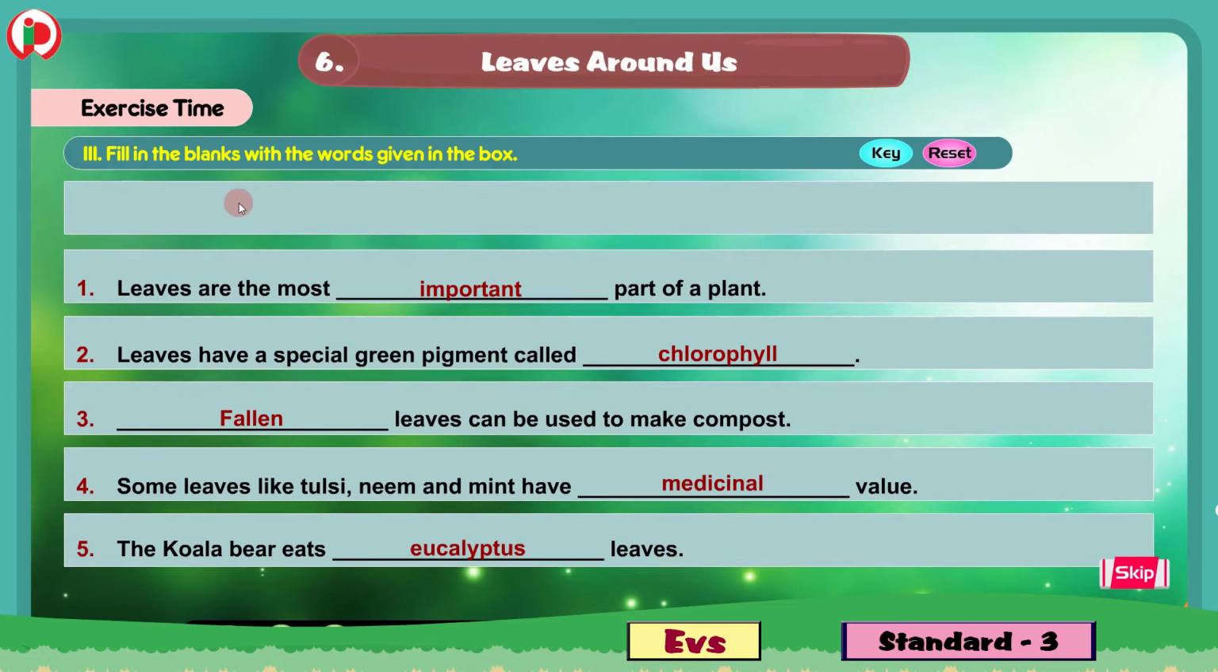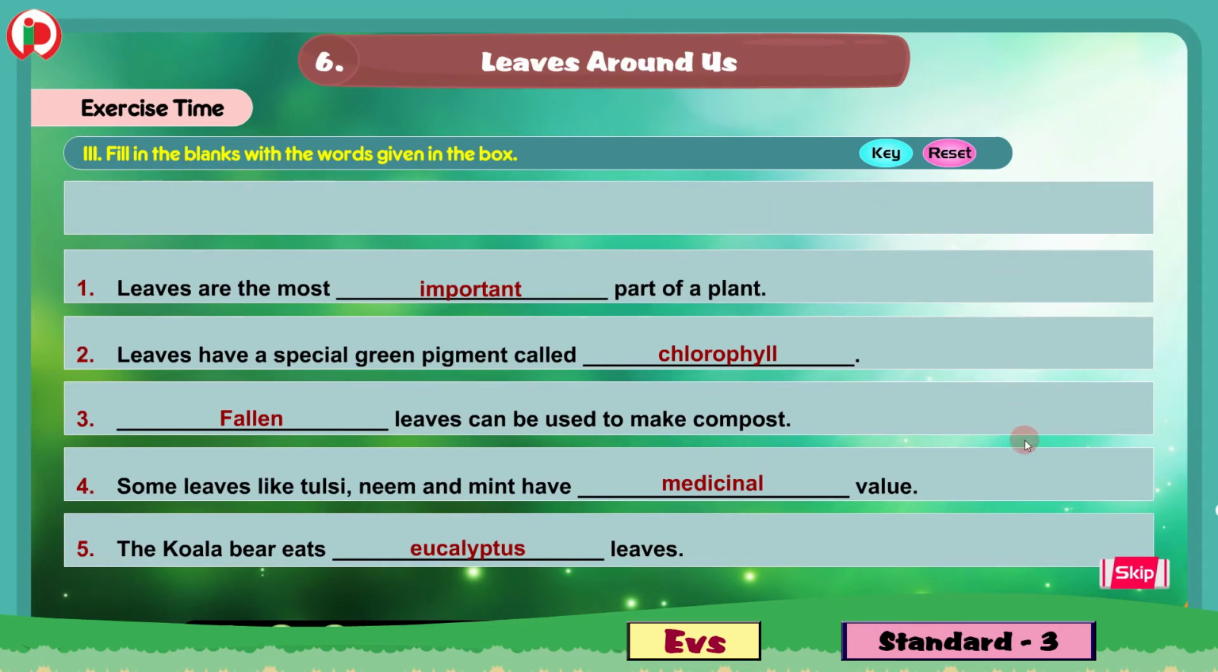So children, now using these words given in the box, we have completed the blanks here and formed full, complete sentences. Now I will read these sentences with the correct words. Leaves are the most important part of a plant. Leaves have a special green pigment called chlorophyll. Fallen leaves can be used to make compost. Some leaves like tulsi, neem and mint have medicinal value. The koala bear eats eucalyptus leaves. So this is about the third bit of fill in the blanks.